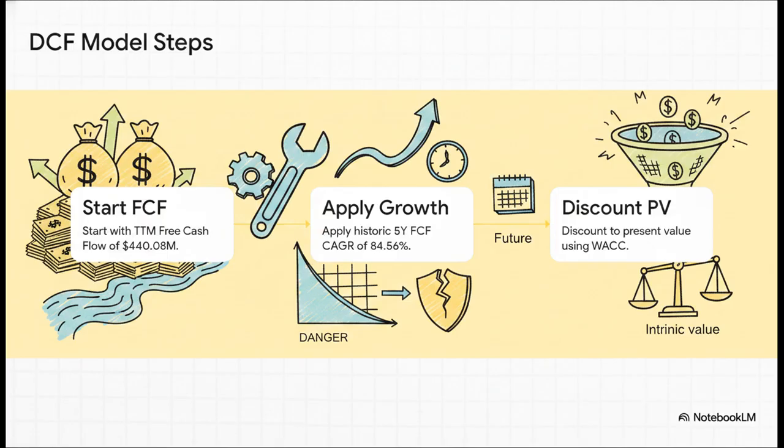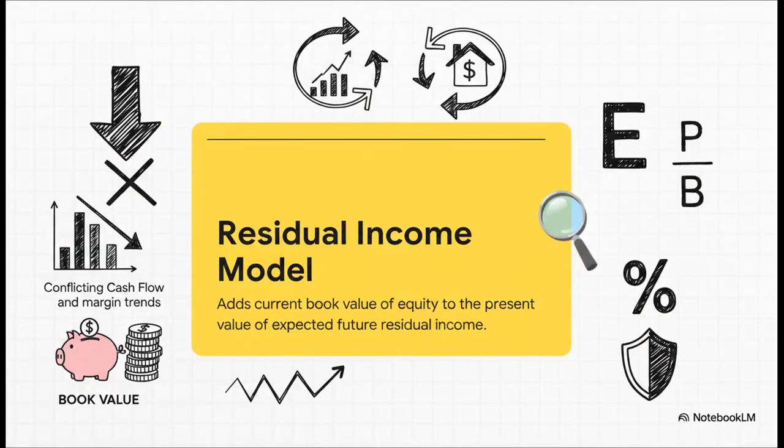Finally, step 3, we discount those projected cash flows back to today's value using our assumed 10 to 12% WACC. This tells us what the core business is truly worth today. Now, because DCF inputs can get really noisy, dealing with 84% historical cash flow growth alongside shrinking current margins is tough. We look for alternative absolute models.